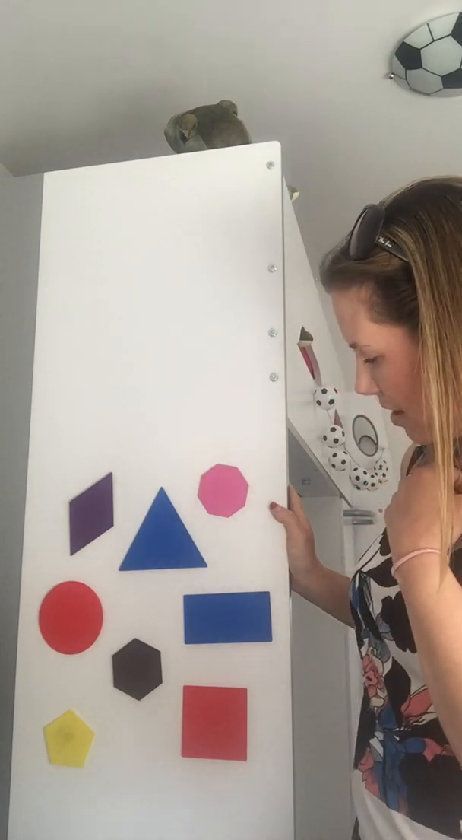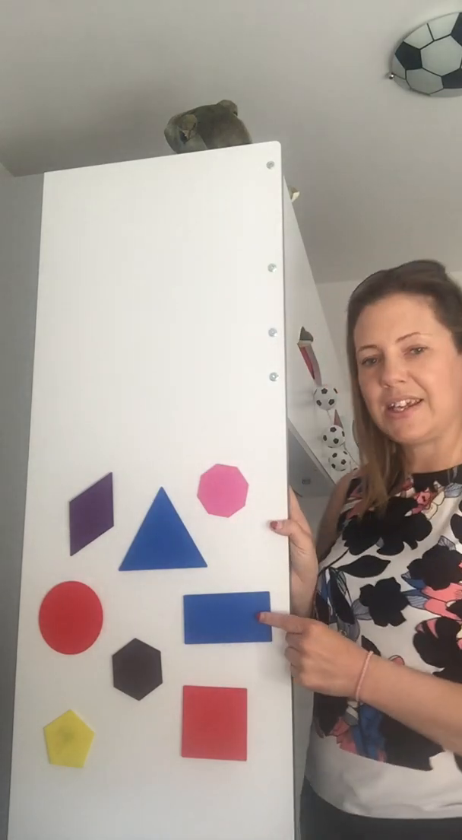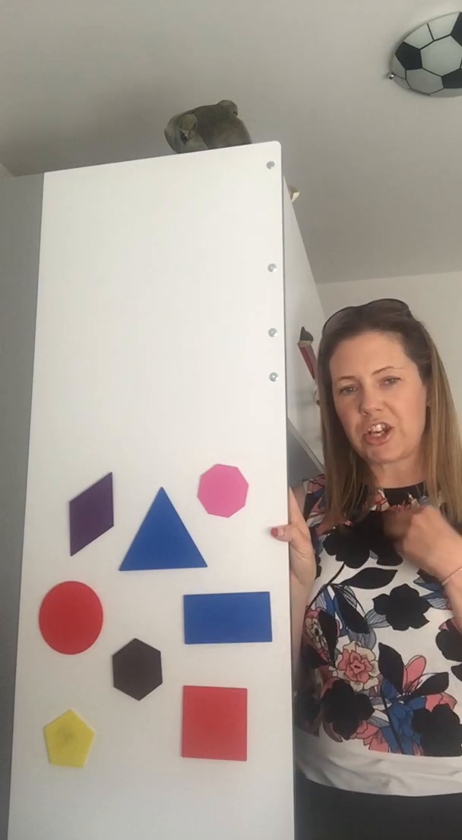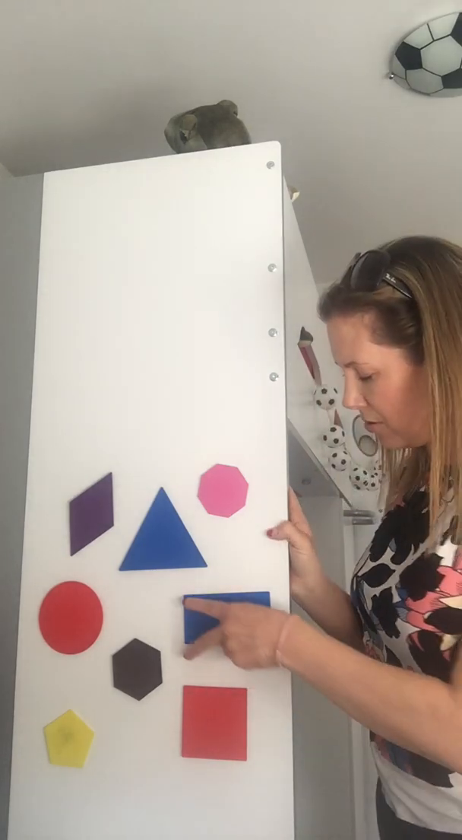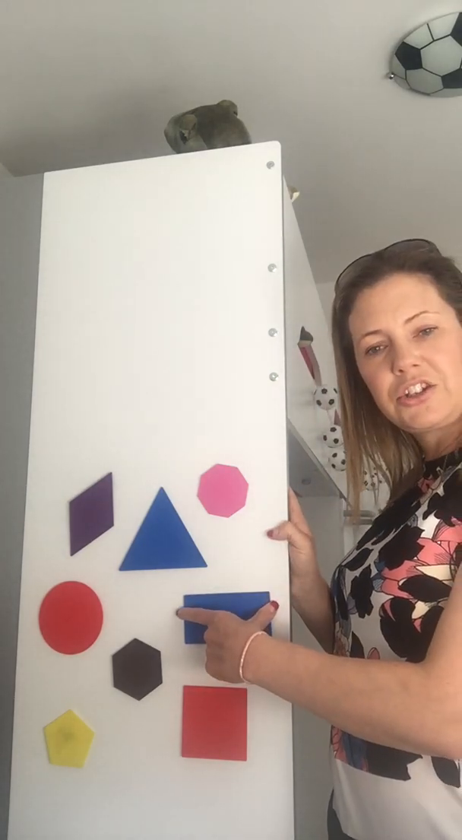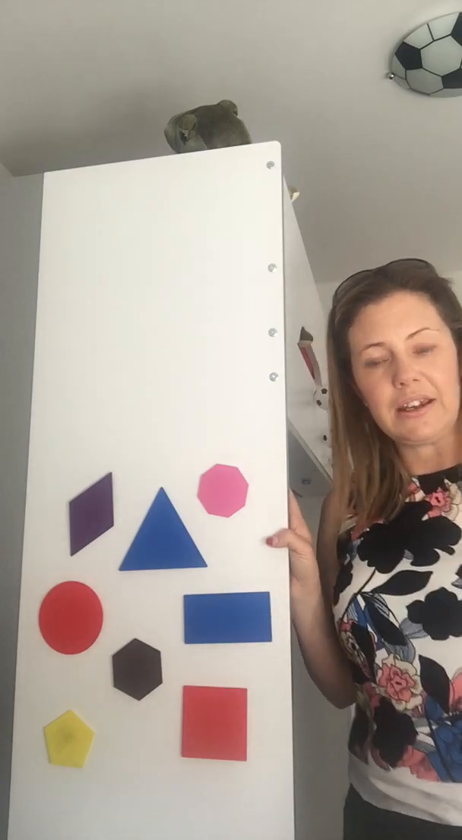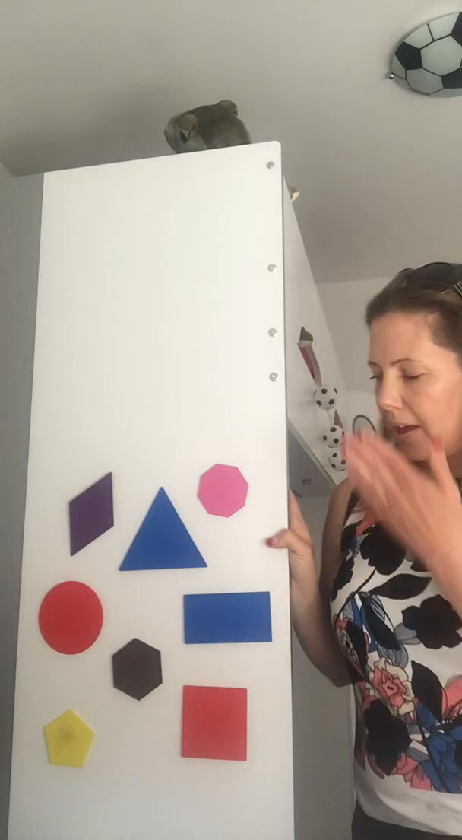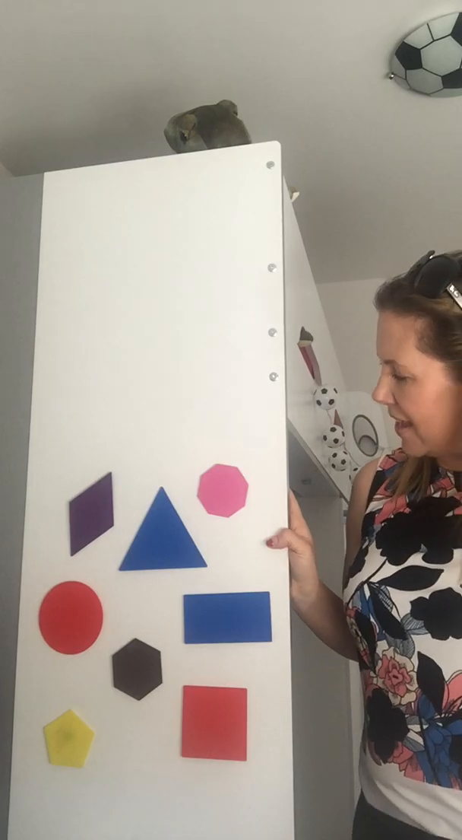Well, maybe the only one we could think about that isn't is the rectangle. So my shape can't be the rectangle, because the rectangle has got 2 long sides and 2 short sides, hasn't it? So it can't be that one. So I wonder what it is. Maybe it could be any of the others.